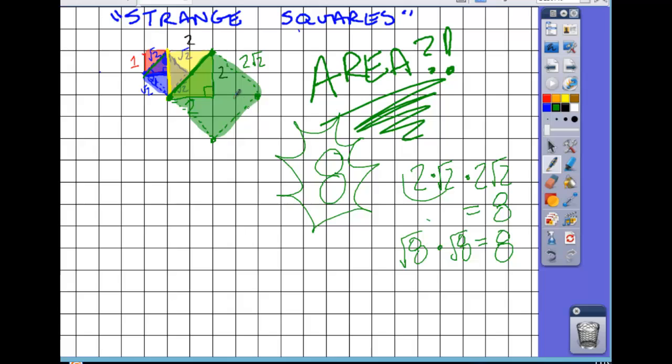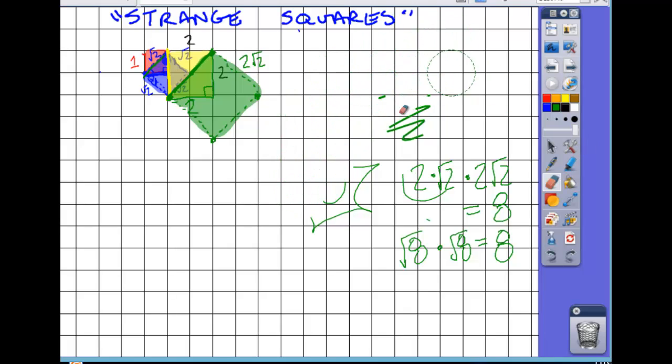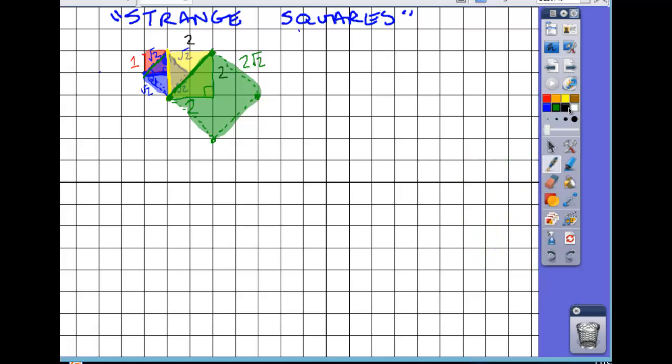So we have the red square, which is area of 1, blue square, which is area of 2, yellow square, which is area of 4, and green square, which is area of 8. There are many patterns in what we're doing here that we may need to reveal very soon. Before we do that, let's see if we can go for the lightning round.